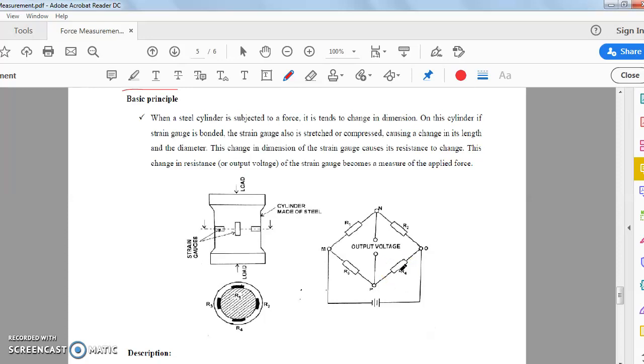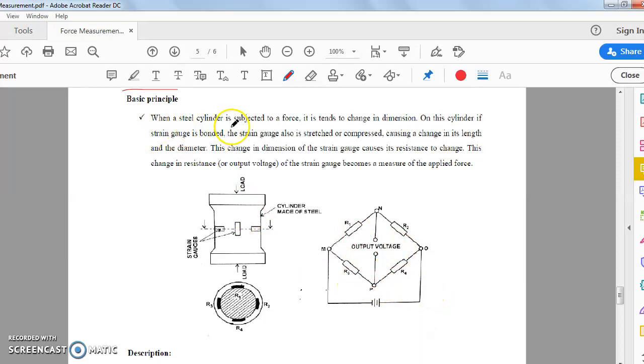Now when the resistance changes, the system becomes unbalanced, and the output voltage will be generated as the system has been totally unbalanced. What is the condition of the unbalanced situation? R1 × R4 is not equal to R2 × R3. But at the balanced situation, when no output voltage is generated, R1 × R4 will be equal to R2 × R3.